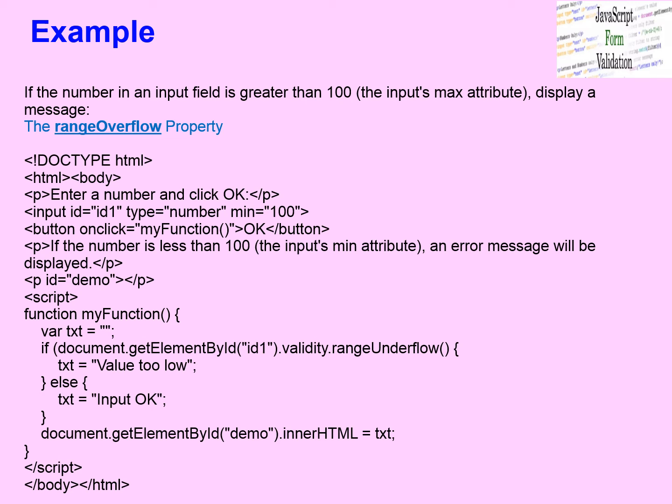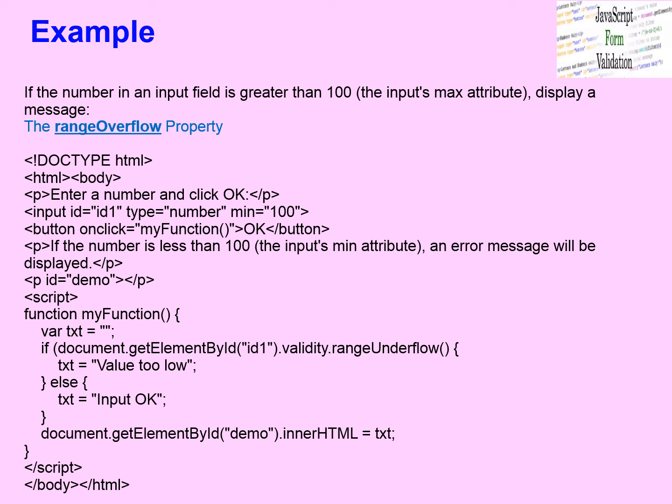Then a button is here. Onclick is equal to myFunction. Whenever this particular button is clicked, it will call myFunction in the JavaScript. Then the text that appears on the button is OK. Then a paragraph is defined: If the number is less than 100, the input's minimum attribute, an error message will be displayed. That paragraph is closed. Then another paragraph, with id equal to demo.